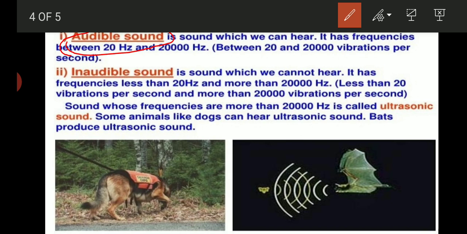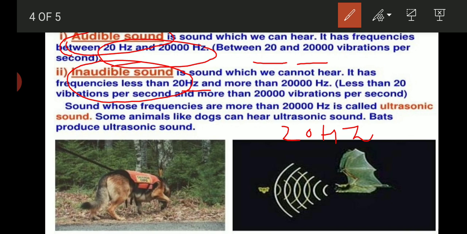Audible sounds are those that can be heard by the human ear, and the audible range of sound for human beings is from 20 hertz to 20,000 hertz. Sounds of frequency less than 20 hertz and higher than 20,000 hertz are not audible to the human ear and are called inaudible sounds. The sounds having frequency less than 20 hertz are called infrasonic sounds. Animals like whales, elephants, and rhinoceros produce infrasonic sound. Whereas the sounds having frequency more than 20,000 hertz are called ultrasonic sounds. These can be heard by bats, dolphins, and dogs.